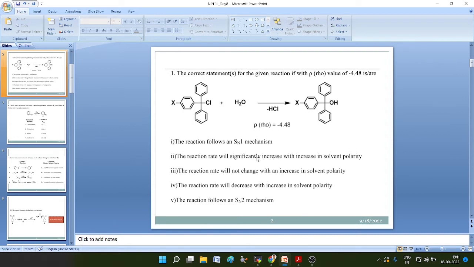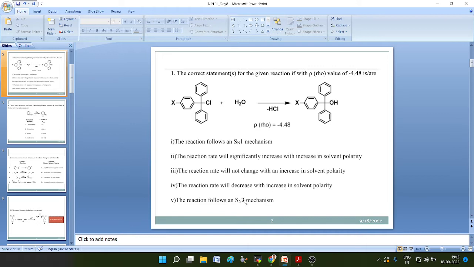Okay, this also seems correct, right? Third, the reaction rate will not change with an increase in solvent polarity, which is not correct, I think. Because it's an SN1 reaction, charged species are involved, and that's why this statement is wrong. If you increase the solvent polarity, the reaction rate of course will change and it will increase. The reaction rate will decrease with an increase in solvent polarity. This is also not the fact, because the ground state is uncharged, whereas the intermediates and transition states are charged species. So increasing solvent polarity will increase the rate.